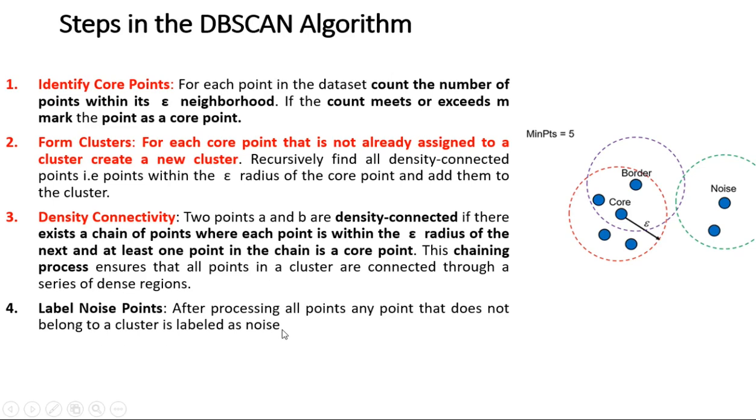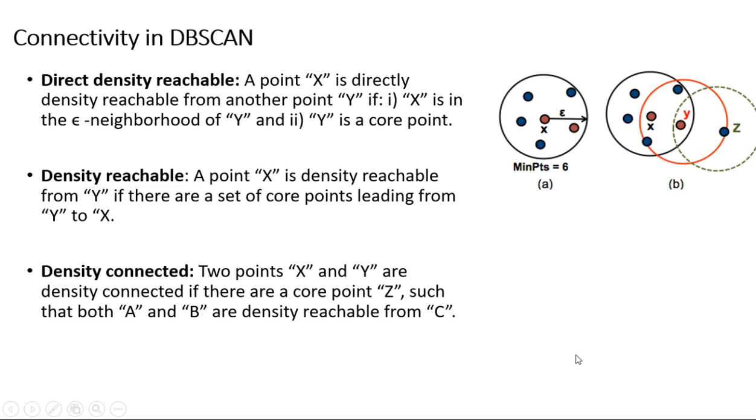The fourth step is to label the noise points. All the other data points which do not come under dense connectivity will be labeled as noise. So when I'm talking about connectivity from one point to another point, I have to establish the density, right?